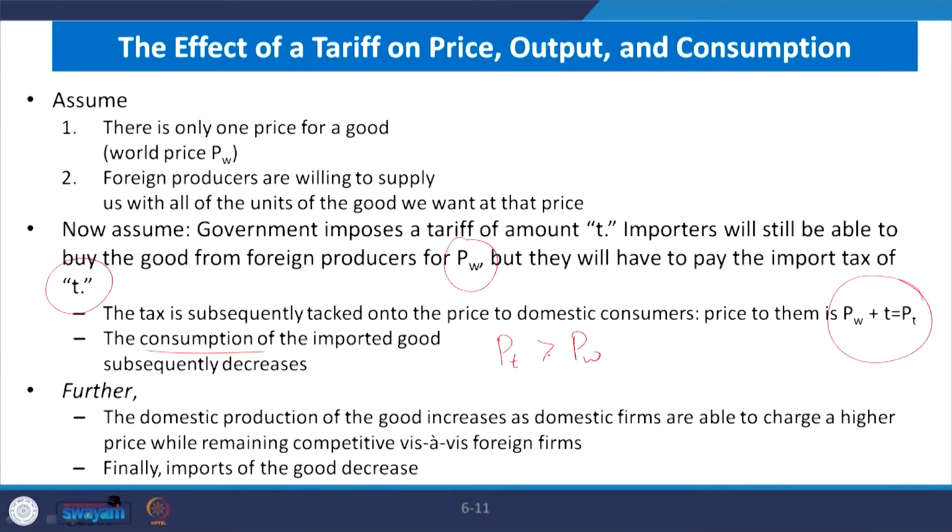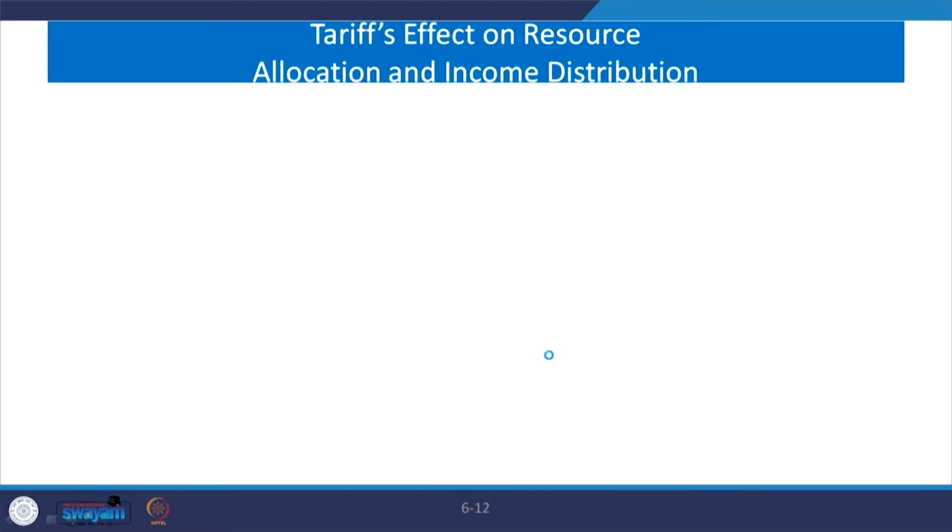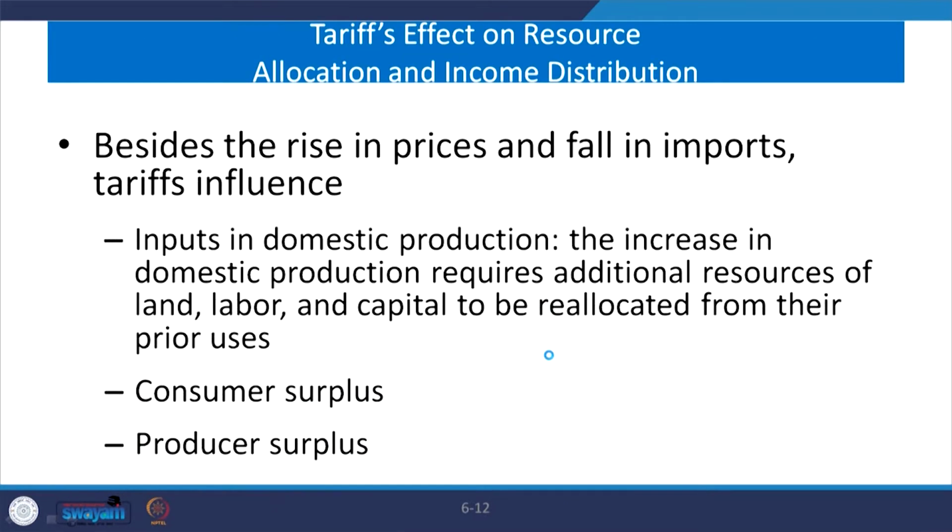To add further to our discussion, the domestic production of the goods increases as domestic firms are able to charge a higher price while remaining competitive vis-a-vis foreign firms. So, finally, imported goods decrease, as we just said. Now, based on this understanding, we may move into the discussion of resource allocation, how resources are allocated due to tariff.